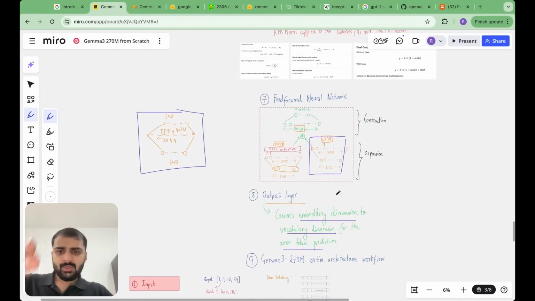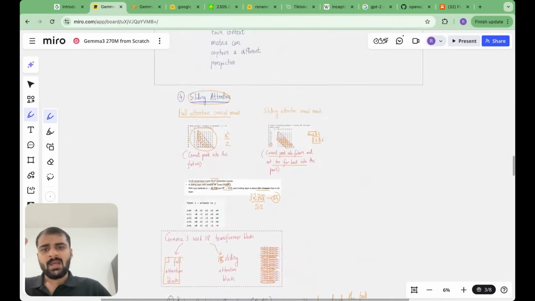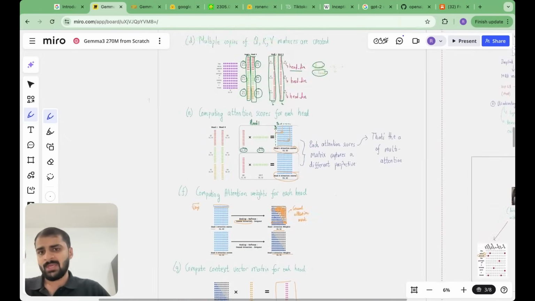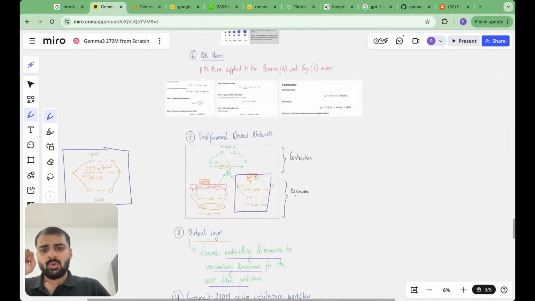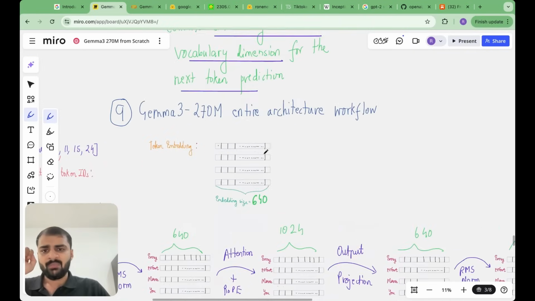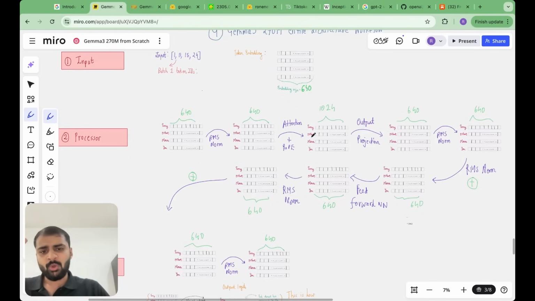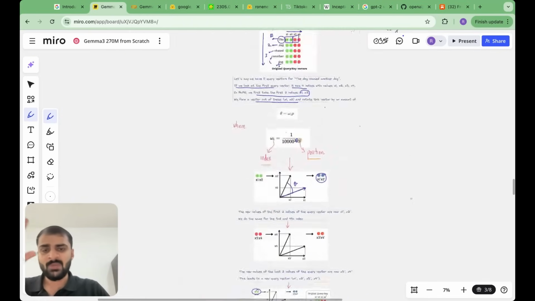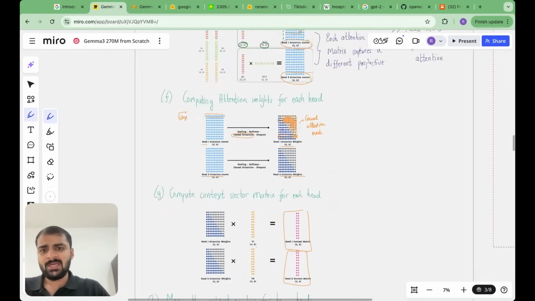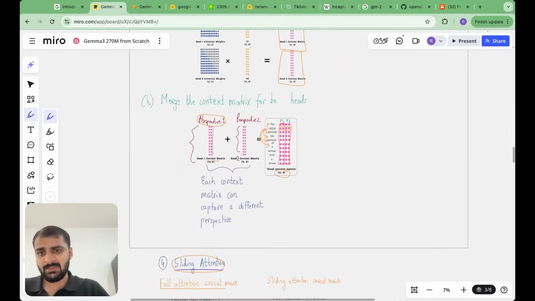Now, as you are going through these architectural blocks, I'm sure you must be confused about dimensions, right? Don't worry about that right now. I'm going to go through the entire Gemma 3 270 million architectural workflow, where I'm going to show you exactly what happens with dimensions in the Gemma architecture. For now, I just need you to be in a state where you are comfortable with the concepts.